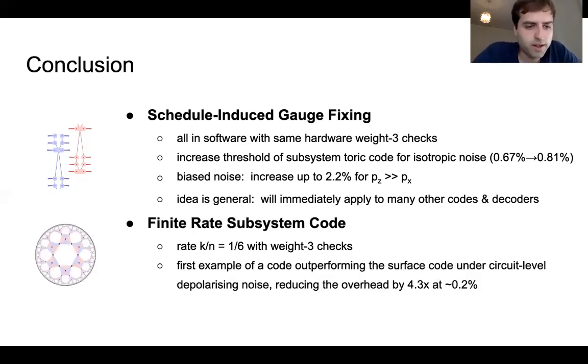We've also introduced families of finite rate subsystem codes with an encoding rate of 6 and weight-3 checks. It's the first example of a code that outperforms the surface code under circuit level depolarizing noise. And we show that it can reduce the overhead by more than a factor of 4 at circuit level depolarizing noise error rates of around 0.2%.